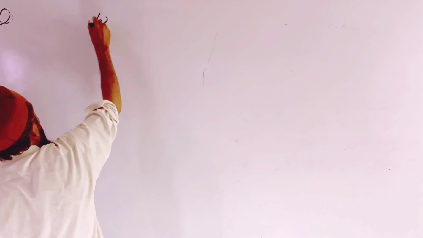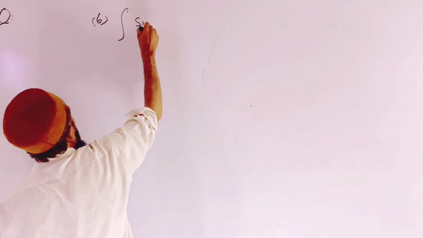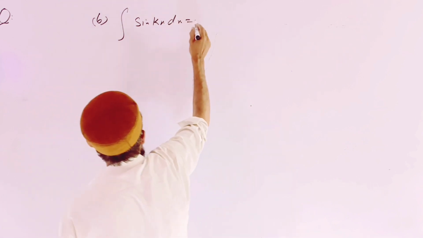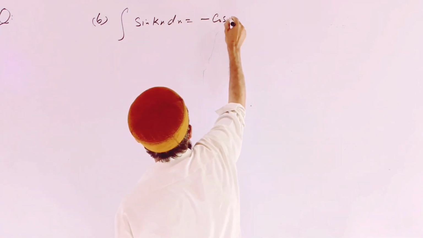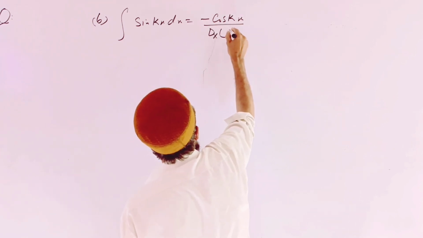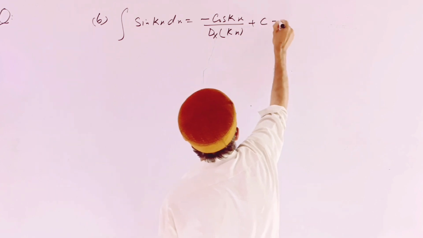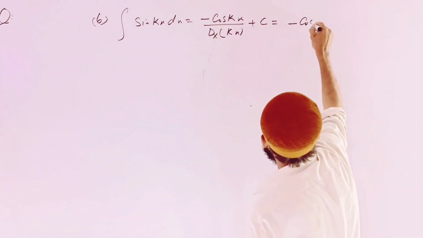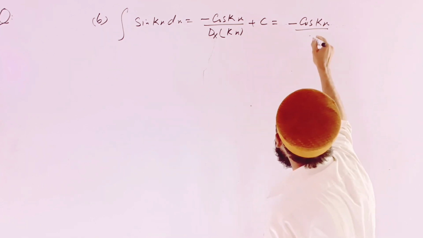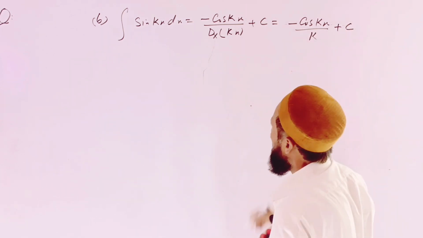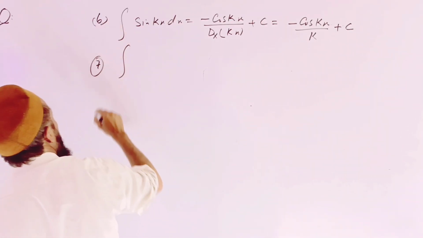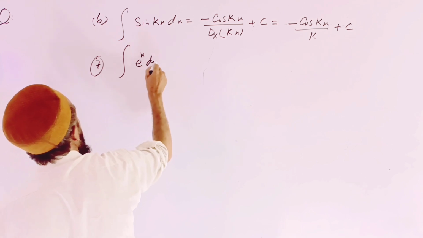Sixth formula, integration of sin kx dx. So it is minus cos kx, divided by the derivative of kx, plus c. So the result is equal to minus cos kx, and we take the derivative of x, which is 1, divided by k, plus c. Question number 7 formula: if we are finding the integration of e power x dx.